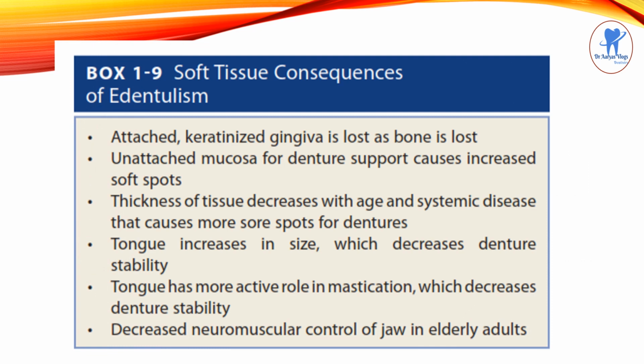And these are the soft tissue consequences of edentulism. Attached or keratinized gingiva is lost as bone is lost. Unattached mucosa for denture support causes increased sore spots. Thickness of the tissue decreases with age, and systemic disease causes more sore spots for dentures. Tongue increases in size, which decreases the denture stability. Tongue has a more active role in mastication, which decreases the denture stability and decreases neuromuscular control of the jaw in elderly adults.